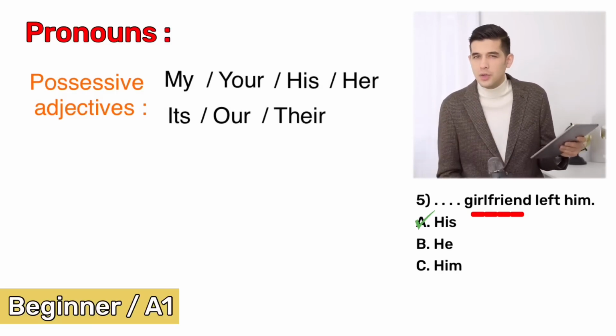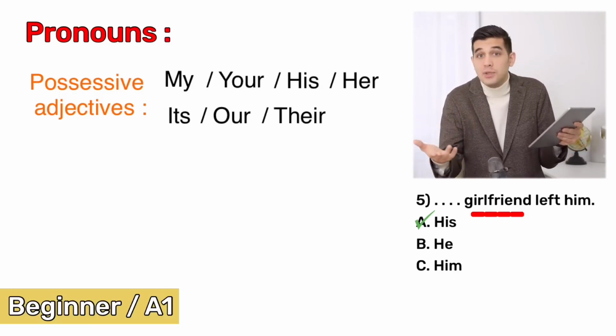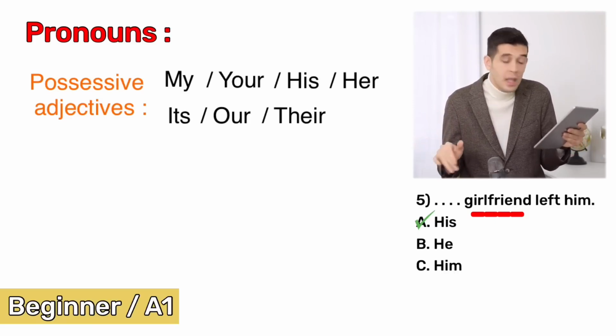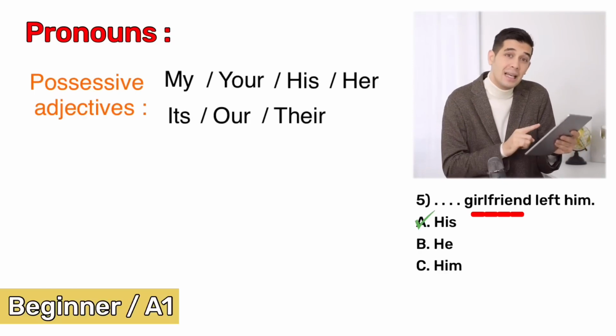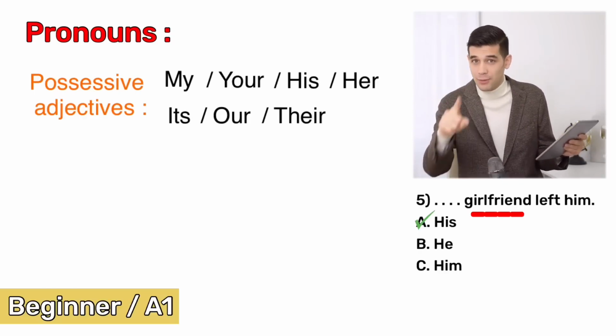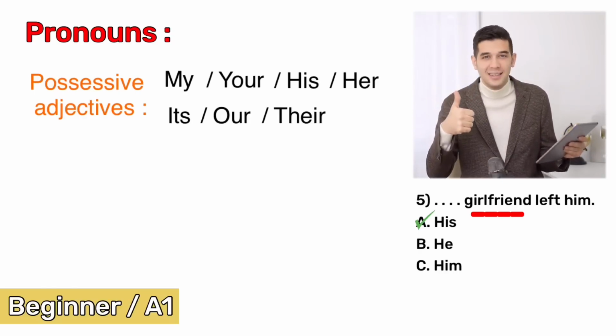Now, look at the answers we have. He is a subject pronoun. We don't need it. Him is an object pronoun. We don't need it. But his is a possessive adjective. This is what we want. That was the end of beginner A1 level.